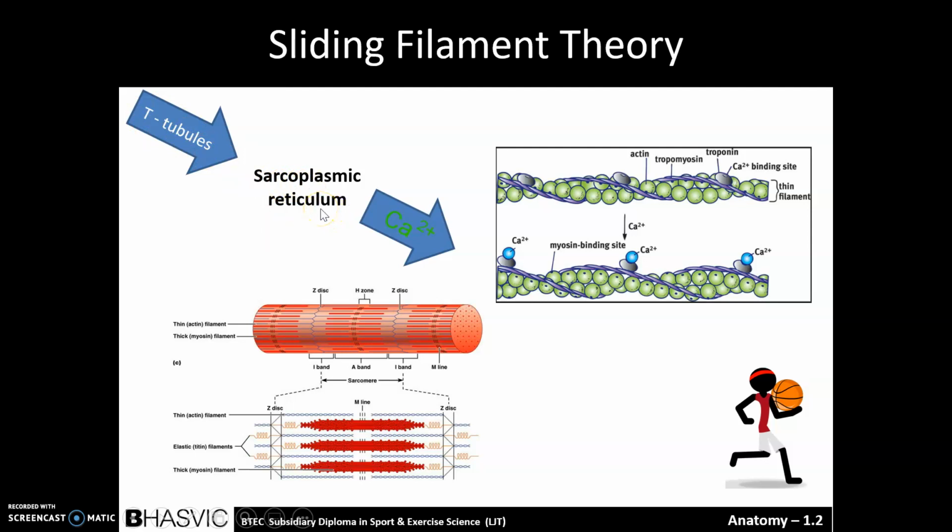Now, the sarcoplasmic reticulum is a store of calcium in the muscle, and when the impulse reaches that, calcium is released, and that then travels into the sarcomere. In the sarcomere, you have the actin and myosin. The actin is known as the thin filament, and the myosin is known as the thick filament.